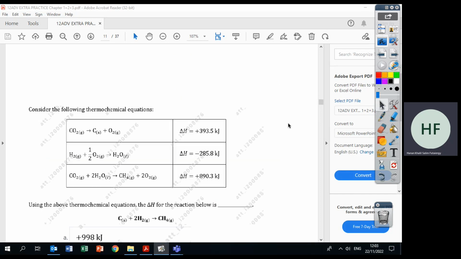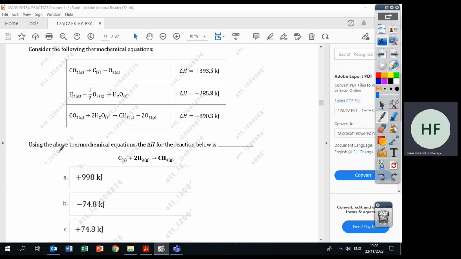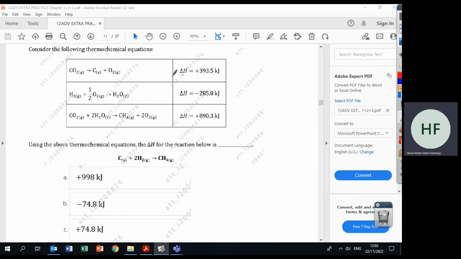Okay, now let's do another question. Now let's do this question. This question is, you have 3 equations and you have the heats and you need to find delta H for this reaction by using these 3. Now this question is very easy.